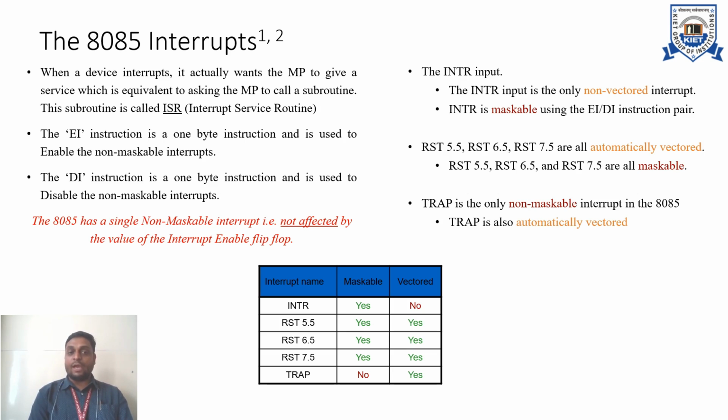The 8085 has a single non-maskable interrupt, that is not affected by the value of the interrupt enable flip-flop. Means a non-maskable interrupt is one which cannot be masked, so the 8085 has only one, that is trap. This chart shows the names of the interrupts and their properties, whether each is maskable or non-maskable, and whether it is vectored or non-vectored.